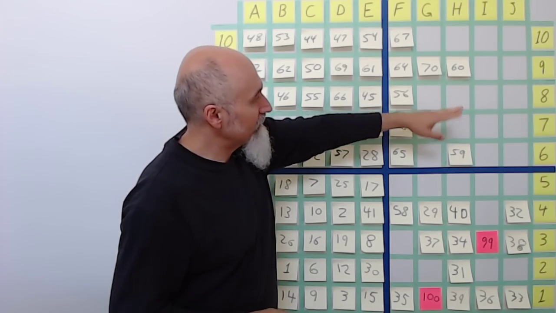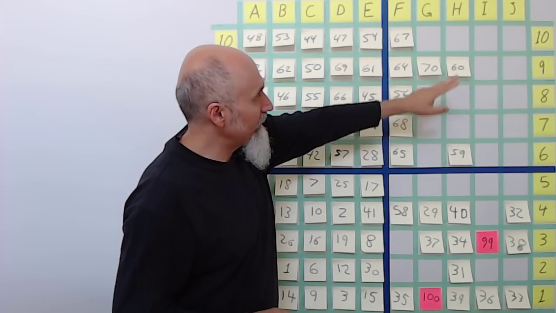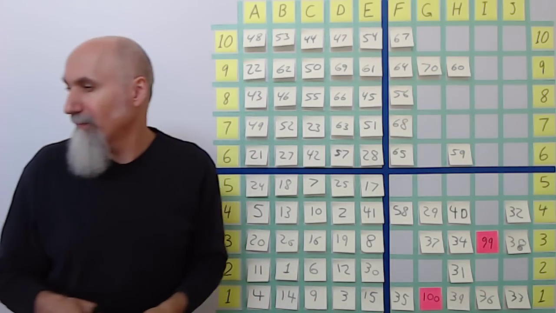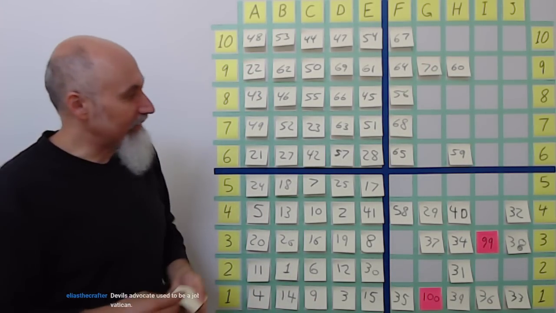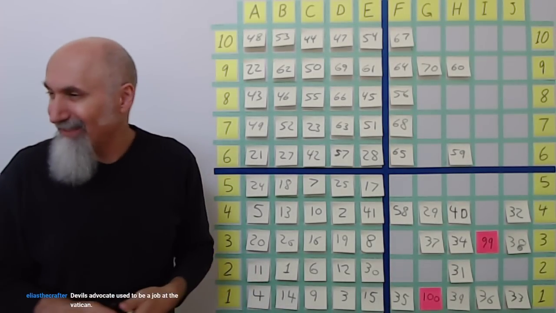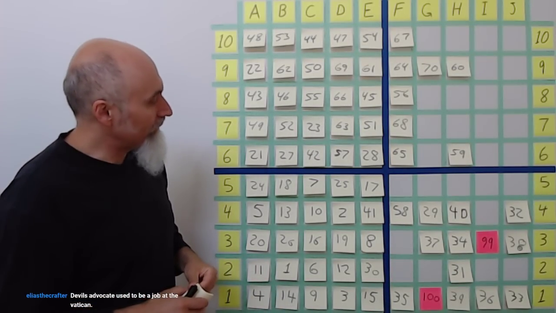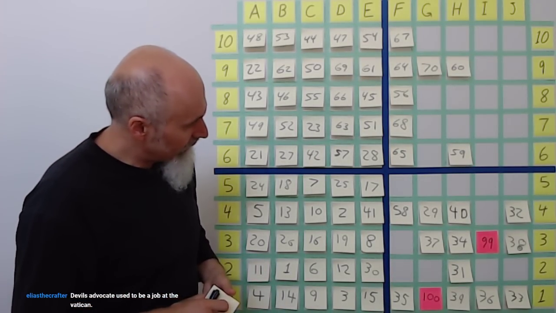77, 78. 79, 80, 81, 82. Let's do it. I think F3 has to be 99. F3 has to be 99. Sorry, 98. F3 has to be 98.